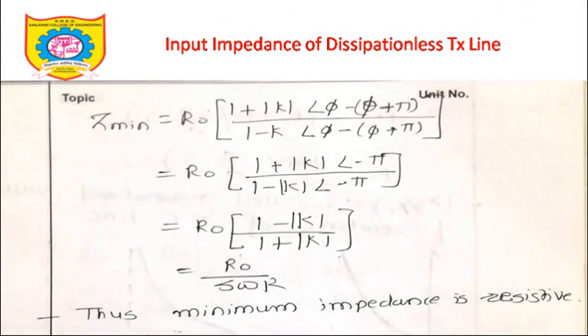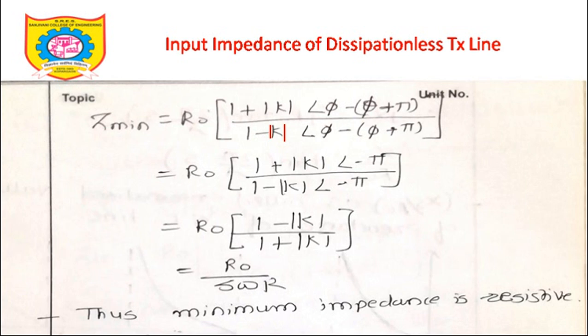What will be the value of minimum impedance? Let's understand. Z minimum equal to R0 into 1 plus mod K upon 1 minus mod K, the same as earlier, with phi minus phi plus pi in both places. So this phi gets cancelled. I will get angle of minus pi here, and angle of minus pi here. Is it okay? If I just take the modulus once again, this pi will get cancelled because this pi comes to the numerator. Angles are not directly cut; actually this denominator angle will come to the numerator with a plus sign. So minus pi plus pi will turn out to be angle 0. So it will turn out to be R0 into 1 minus K.